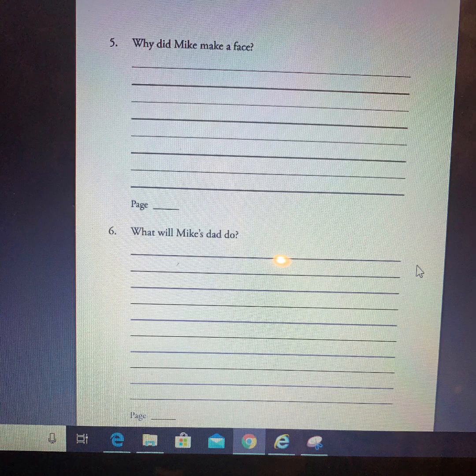And then the last 2 questions are on page 4. I will read these to you. Number 5, why did Mike make a face? Go ahead and write your answers. Remember to capitalize the first word in a sentence and put a period at the end. And then write the page of where you found that information. And last question, number 6, what will Mike's dad do? Again, write your answer and then write the page number.